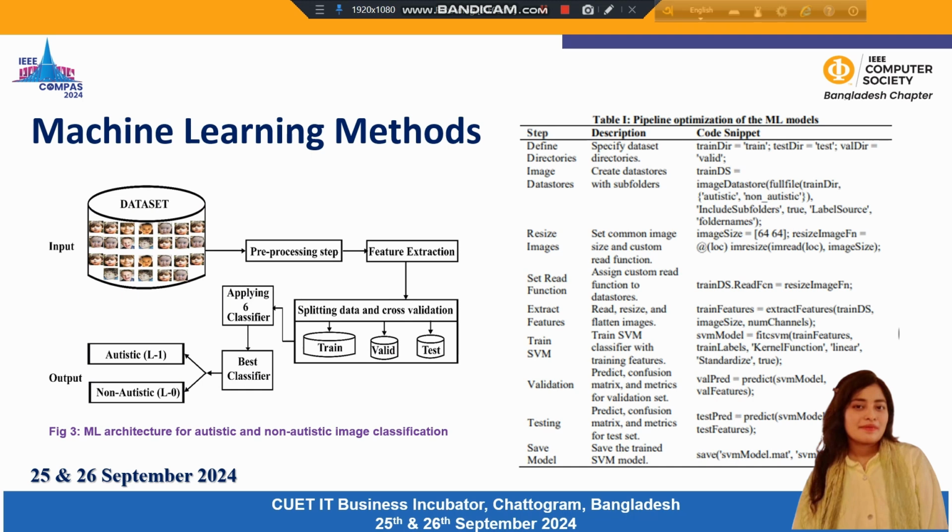For the pipeline optimization of the machine learning models, we can see here the steps are defined: the specified dataset, then resizing to a common image size, then training the classifier with training features, then testing and computing the confusion matrix and metrics for the test set, and saving the trained model, which is the SVM model.